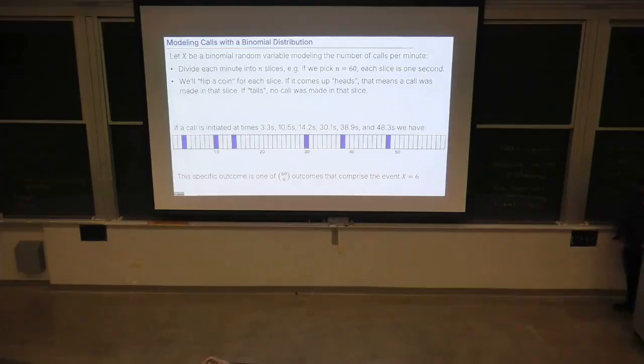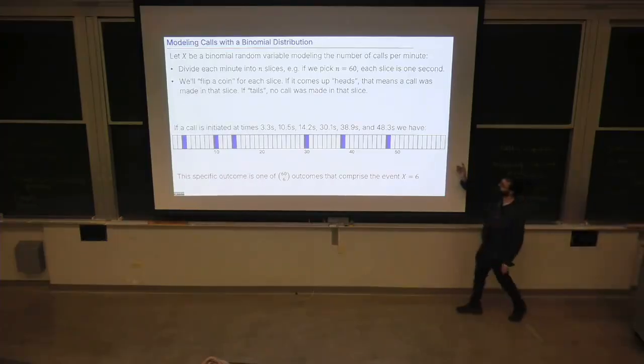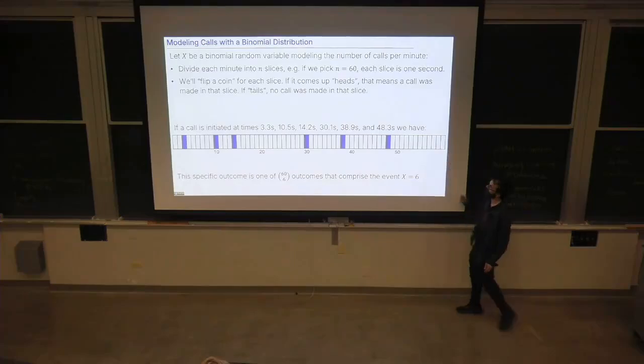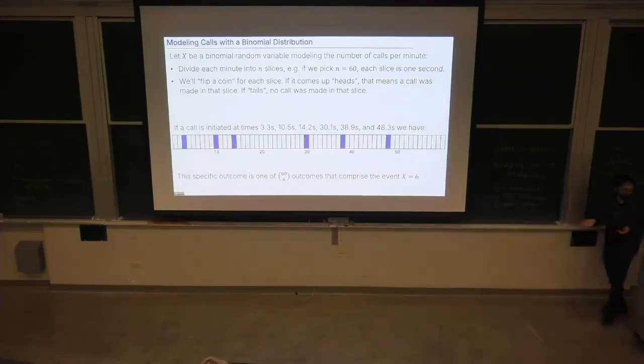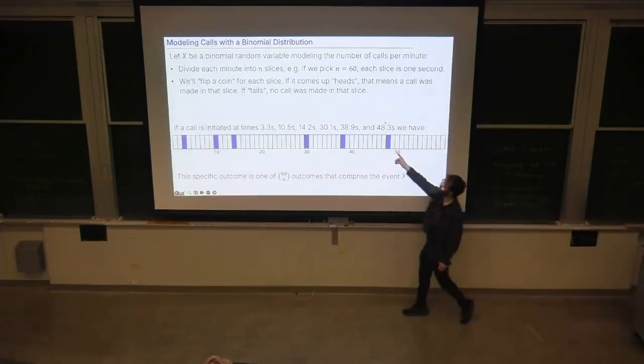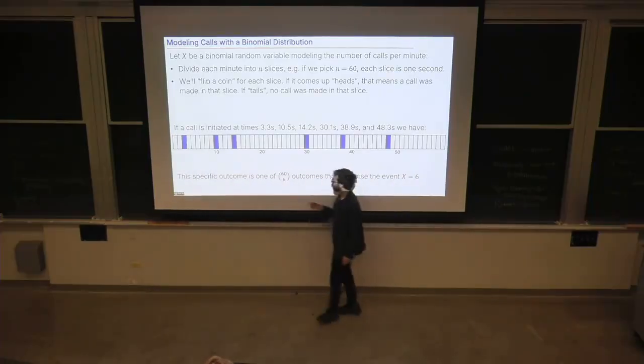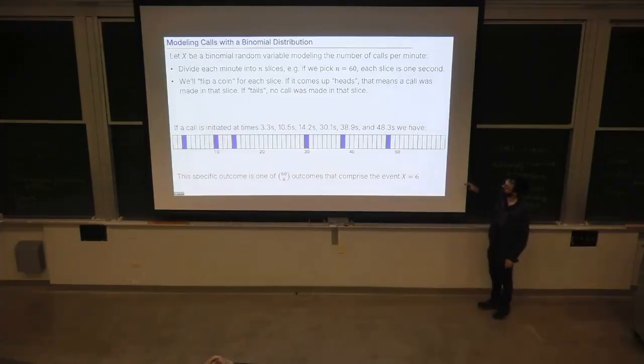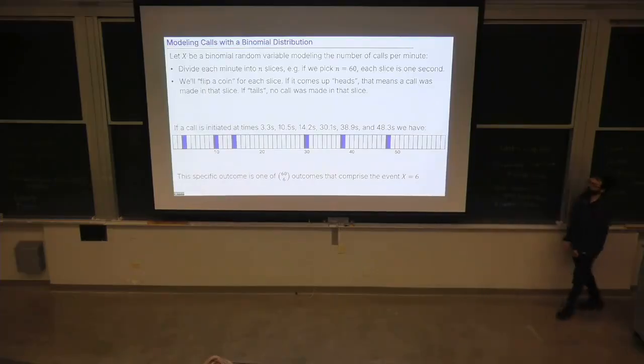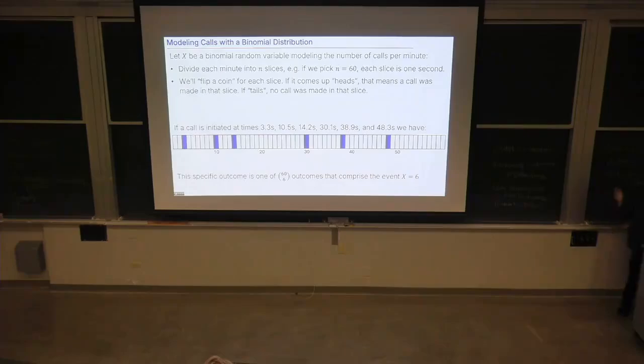Okay. So let's suppose I pick 60 as my number of slices. So my minute gets divided into these 60 seconds. If a call gets initiated at, say, times 3.3 seconds, 10.5 seconds, 14.2, 30.1, 38.9, and 48.3, then I have these 6 heads. This specific outcome that I show here is one of 60 choose 6 that comprise the event X equals 6. So any combination of 6 blue bars will count. I don't really care about exactly how many of them right now, but that's the idea. It's a crude model of how you might simulate human phone calls.